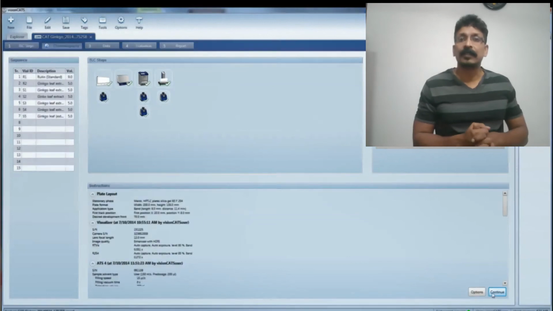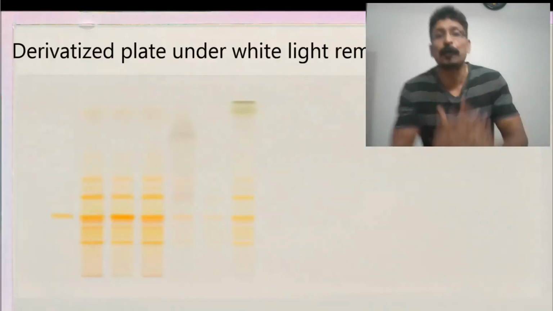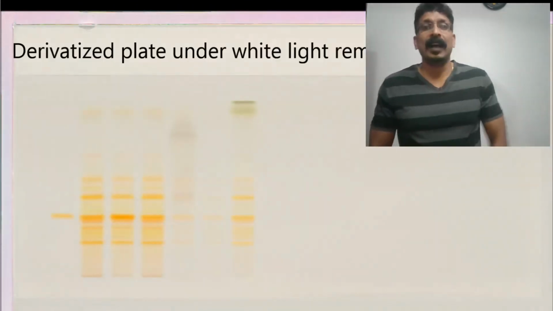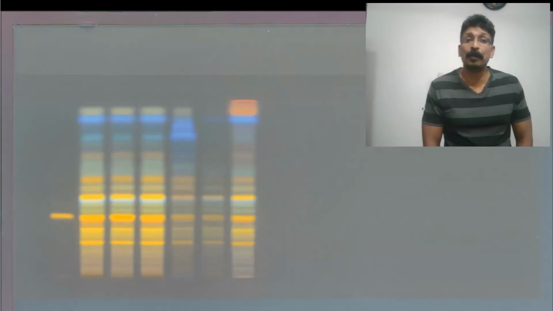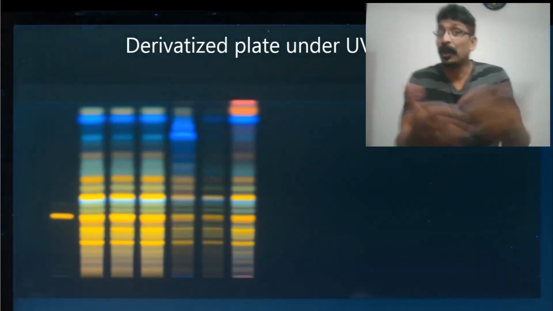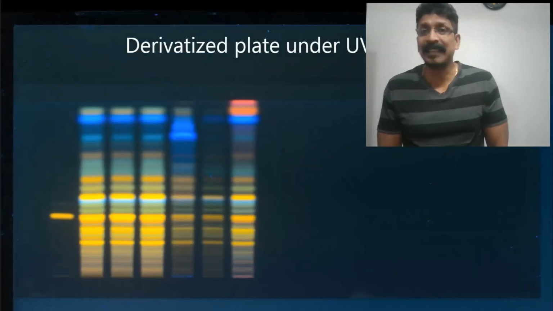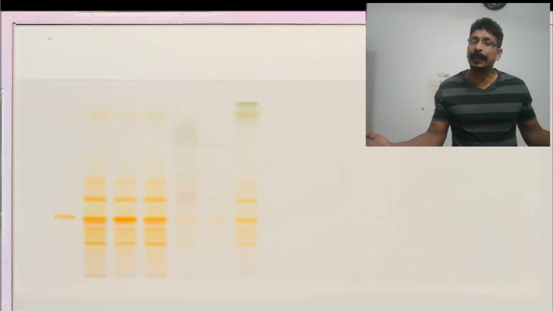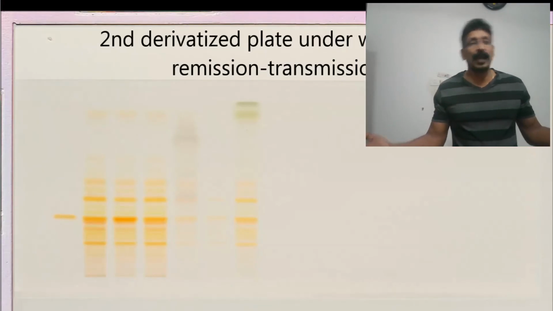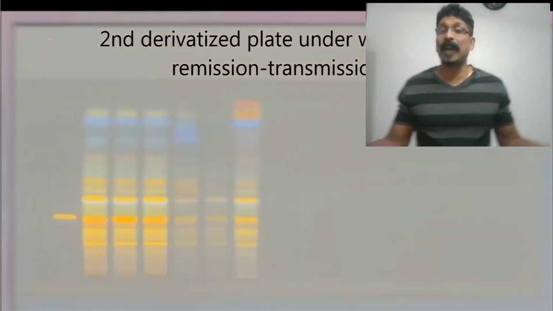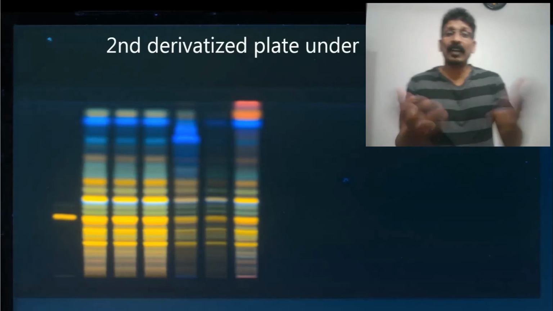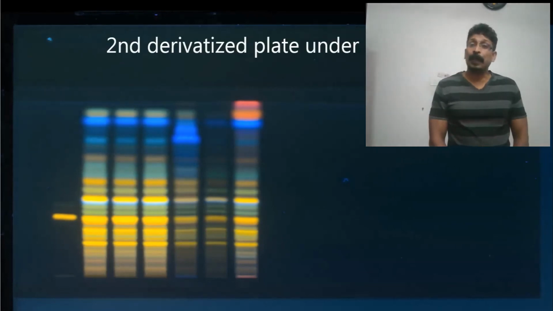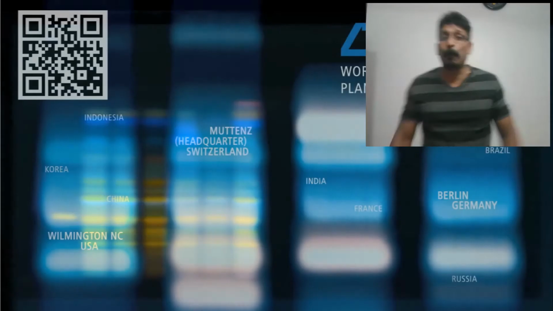See the spotting. Here it is for white light, reflection. And this is for UV light 366 nanometer. The spots all are received. And now you can identify the result in HPTLC. Very clearly you can see the derivatized plate, and you can compare it with the second plate, and you can finish your work.